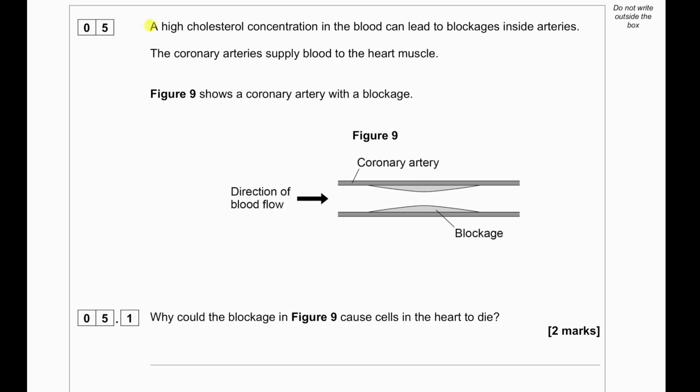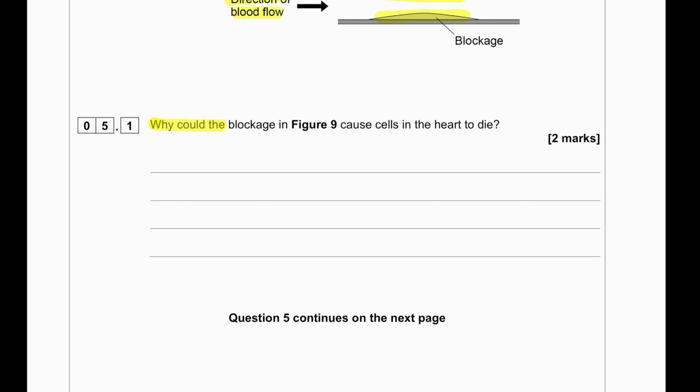A high cholesterol concentration in the blood can lead to blockages inside arteries. The coronary arteries supply blood to the heart muscle. Figure 9 shows the coronary artery with a blockage. We can see the direction of the blood flow and we can see the blockage that is narrowing the blood vessel. Why could the blockage in figure 9 cause the cells in the heart to die?